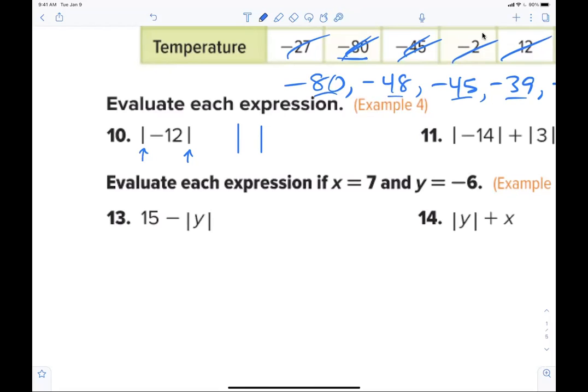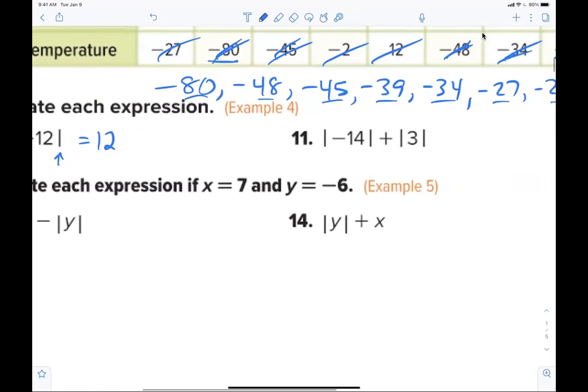So Max, if I asked you what's the absolute value of negative 12, you would tell me it's what? 12. It is 12. Thank you, sir. That is correct. Very, very simple. Absolute value: how far are you from 0? Kelvy, what's the absolute value of negative 14? 14. What's the absolute value of 3? So what's that answer? 17. All right, Kelvy, thank you. I like that.